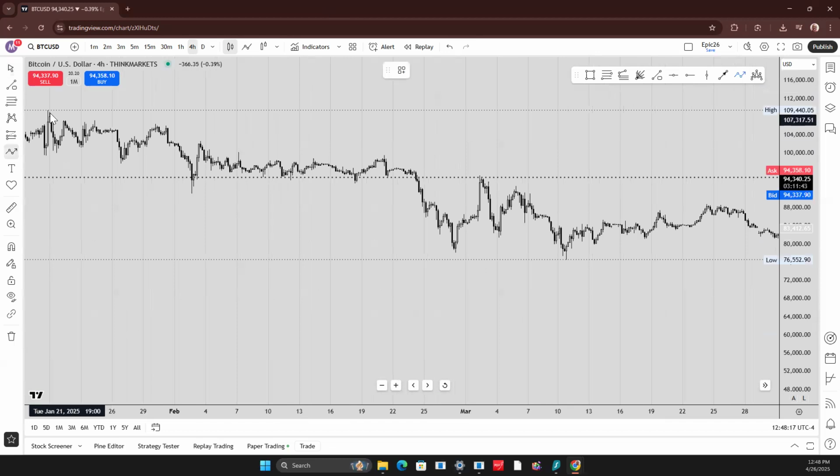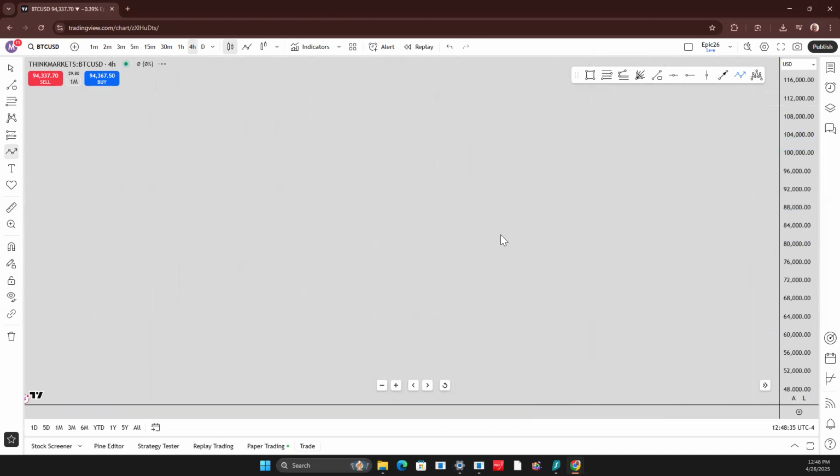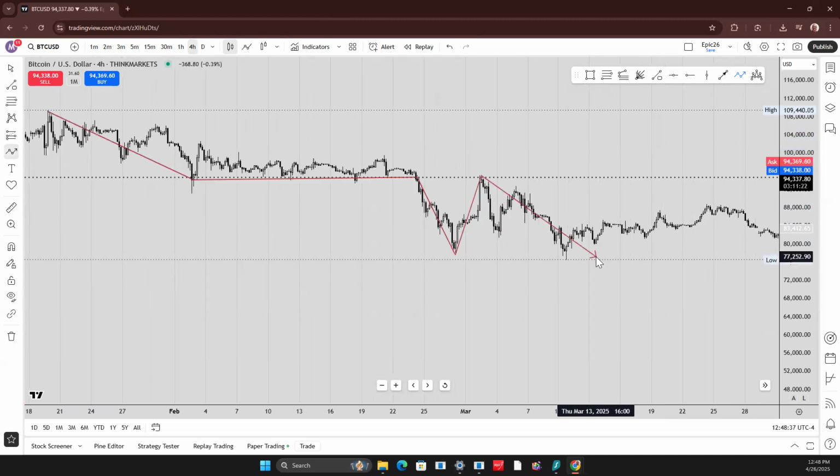Start over here, bring a high. We came down here to this low. And sideways, you can see here. Got one sideways and it came down, low. Came down and made a lower low. This low is lower than this low.